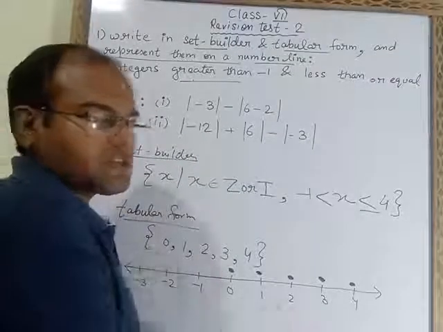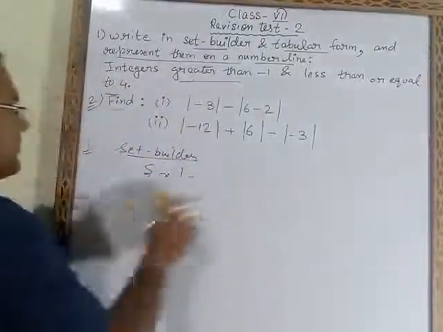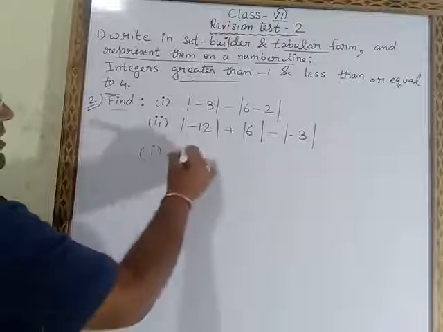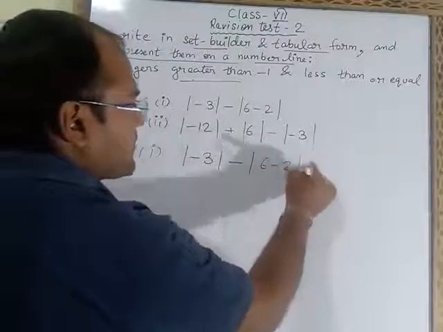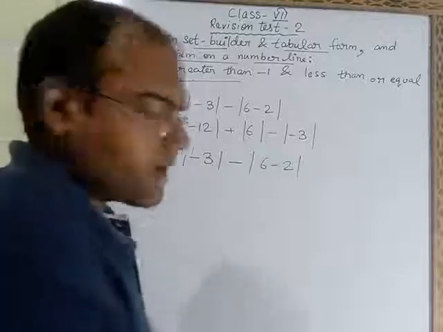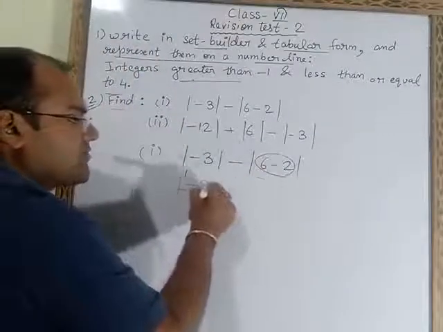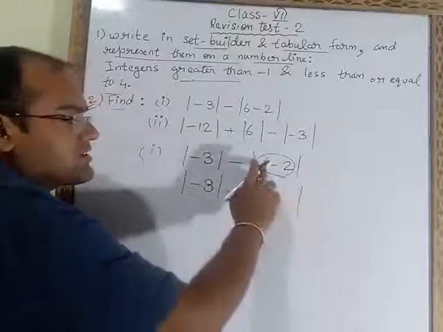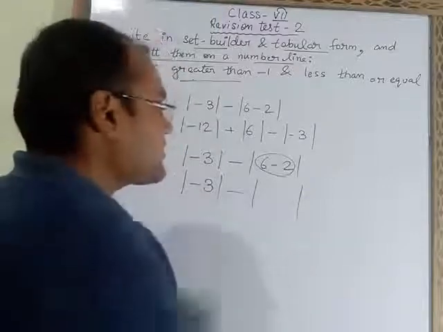Now see question number second, first part. Absolute of -3 minus absolute of 6 minus 2. So in this question what you have to do? First of all you have to solve this absolute. So this absolute sign we have to put as it is, minus this absolute also we will put as it is. Inside this absolute what is written? 6 minus 2. 6 minus 2 answer is 4.